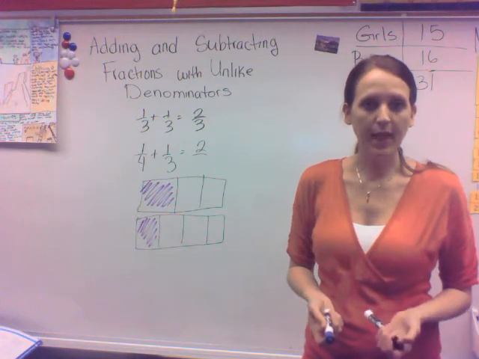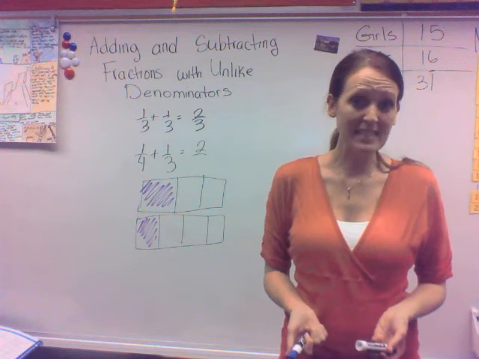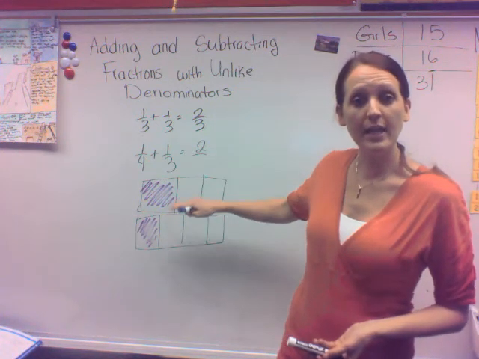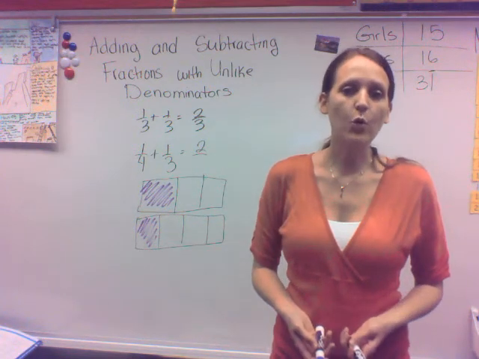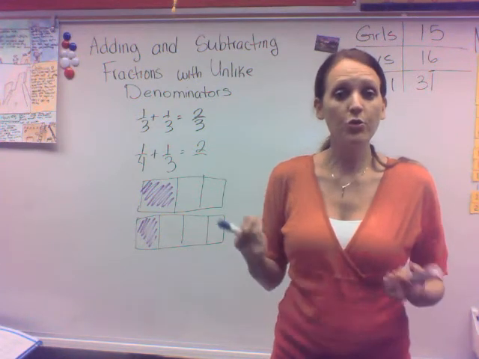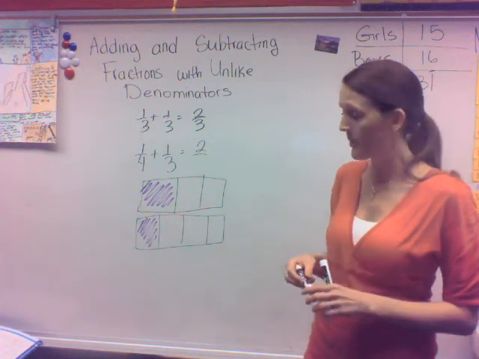I can't just add them together. Well, what can I do? Well, I can cut the pieces so that I have the same amount of pieces in each. How can we do that? Well, we can use our knowledge of equivalent fractions and of least common multiples to change the names of my fractions so that I have the same denominator.